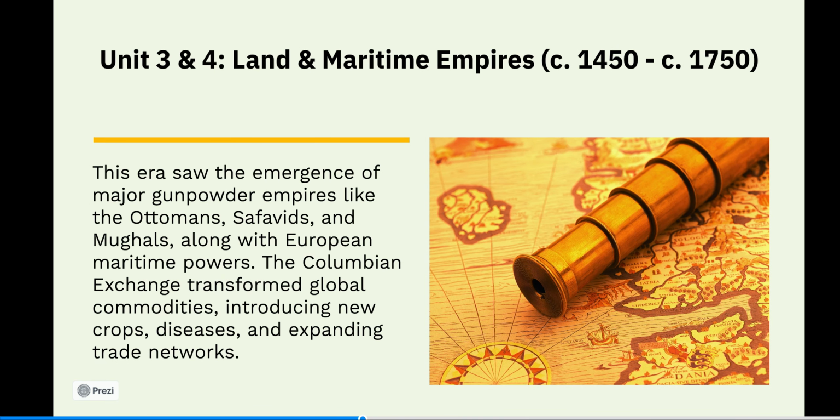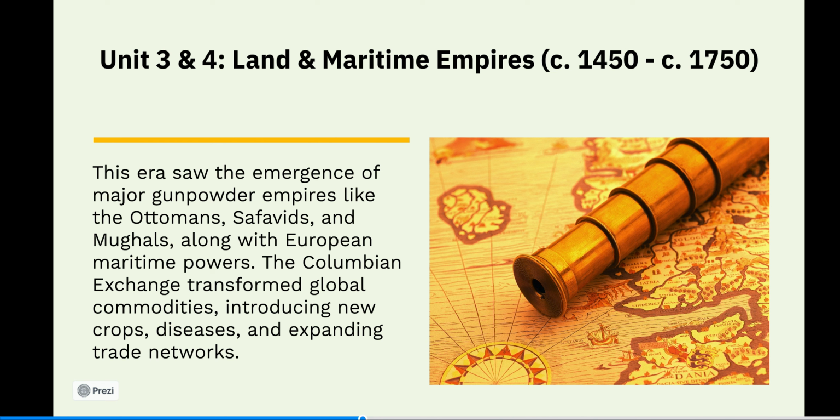For Units 3 and 4, these are land and maritime empires from 1450 to 1750. This is where we see the rise of gunpowder empires and global maritime trade. In these, we are going to see the empires of the Ottoman, the Safavid, and the Mughal. So we're going to see the importance of gunpowder weapons, the rise of Islamic rulers, and religious policies.